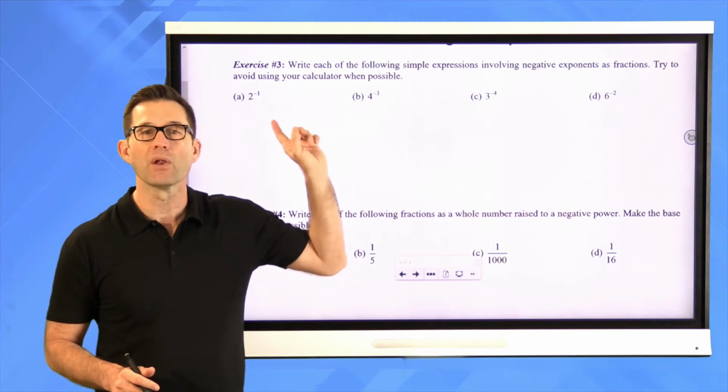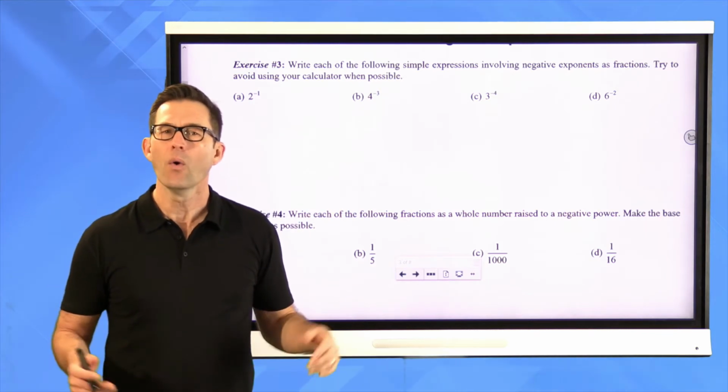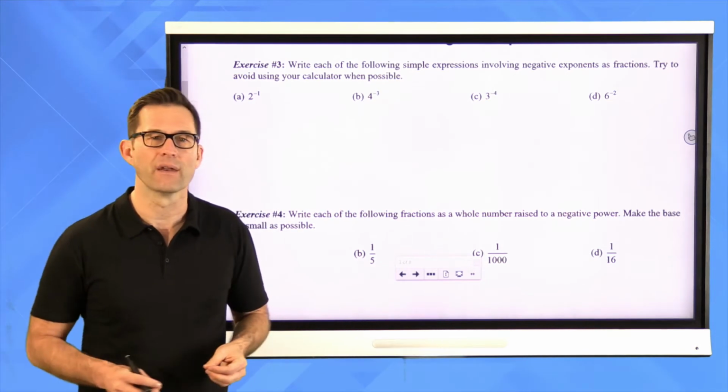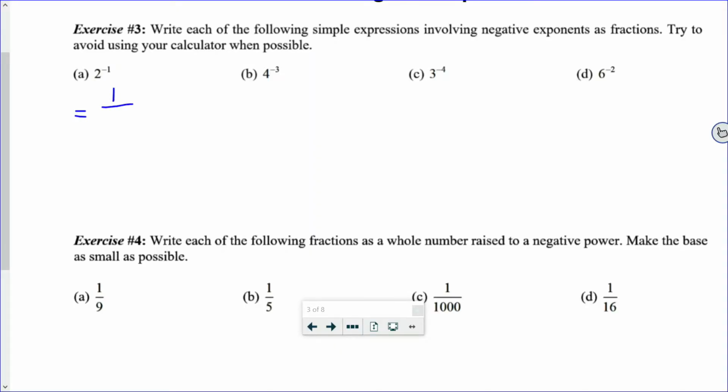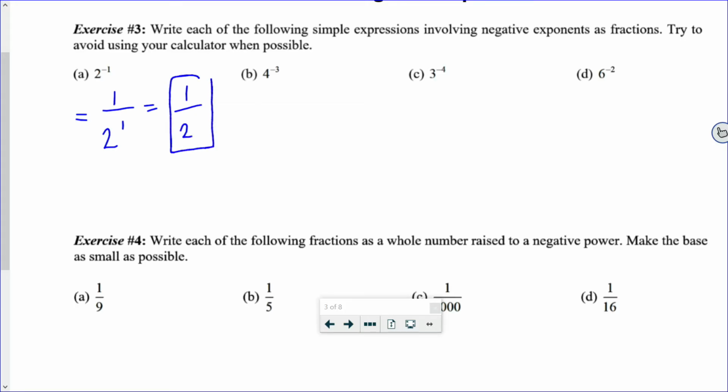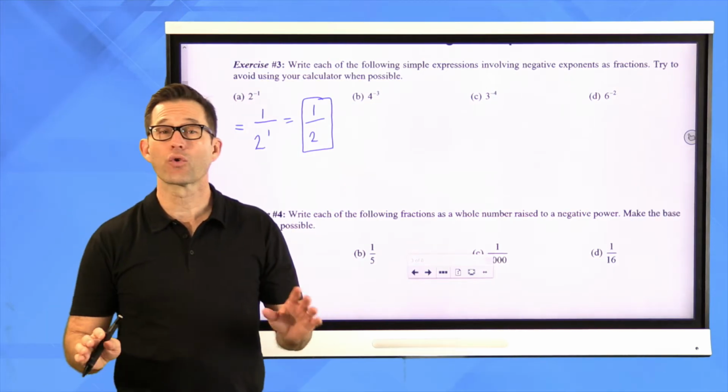So we want to be able to look at 2 to the minus 1 and ask, what number is 2 to the negative 1? Well, by the definition of negative exponents, that's 1 divided by 2 to the first. And 2 to the first is just 2. So 2 to the negative 1 is 1/2. And that is critically important.